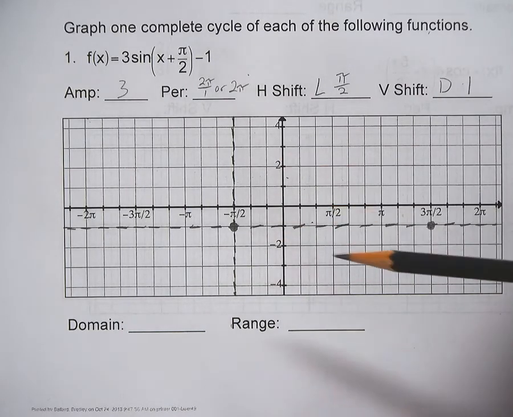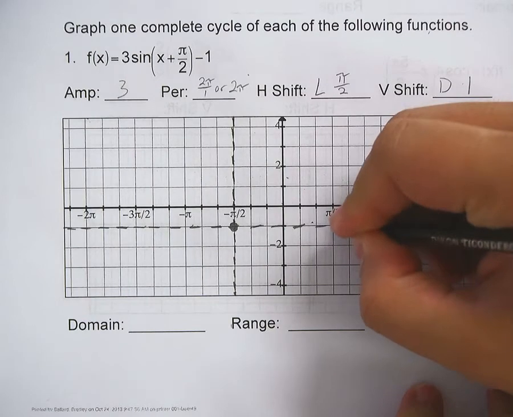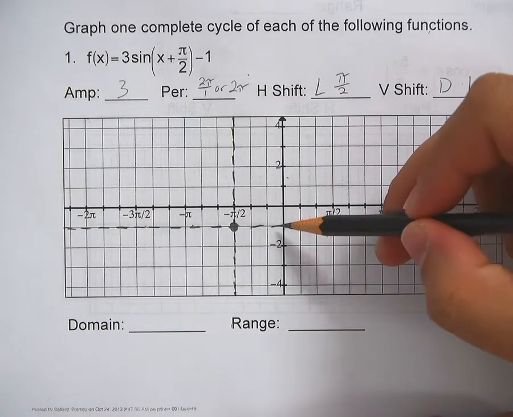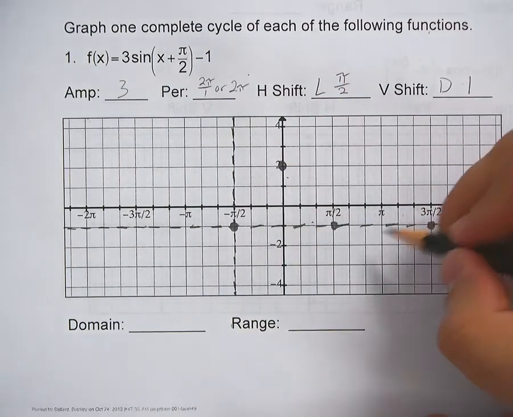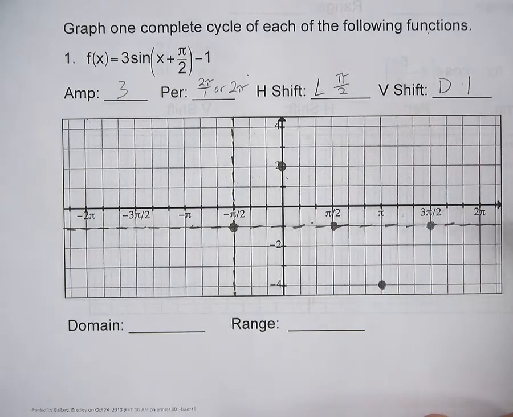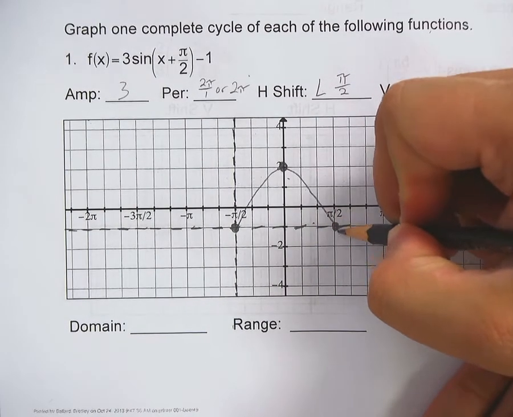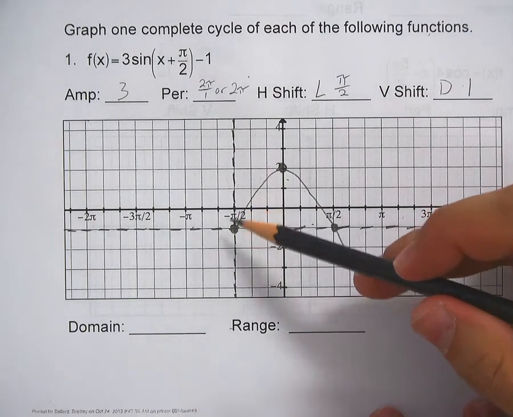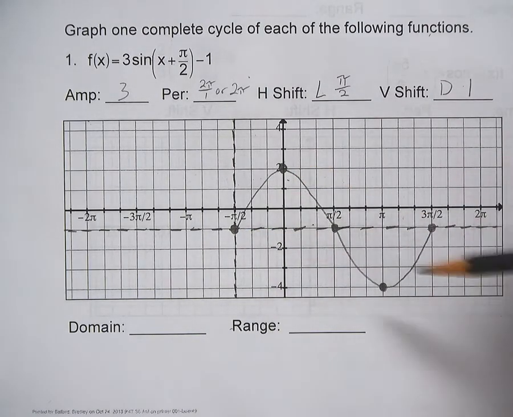My period is 2 pi, that means halfway in between it, here at pi over 2, I'm going to hit my axes again. And my amplitude is 3. Go halfway here, go up 1, 2, 3. Go halfway here, go down 1, 2, 3. And what you've just created is the sine wave with a shift left pi over 2, down 1, an amplitude of 3, and a period of 2 pi.